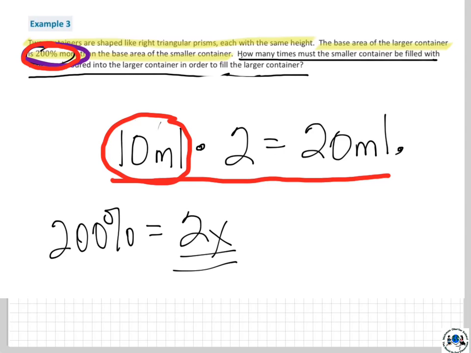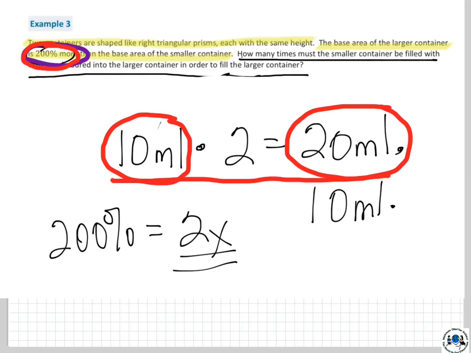200 times, or 200% of this 10 milliliters here is 20 milliliters, but that's 20 milliliters more. Okay? Therefore, we have to add back that 10 milliliters. Okay, so we start with the 10 milliliters. We have 20 milliliters more, and we end up with 30 milliliters.